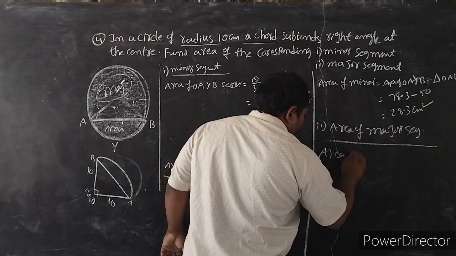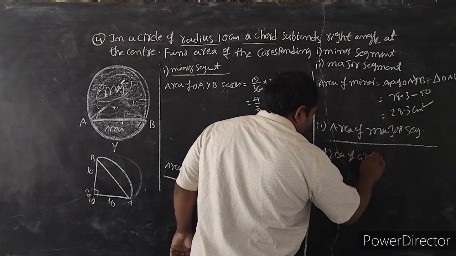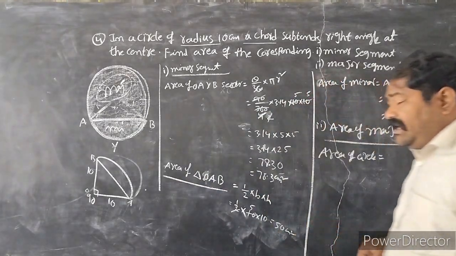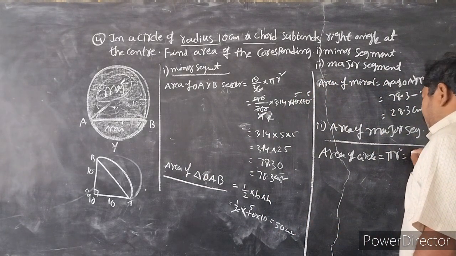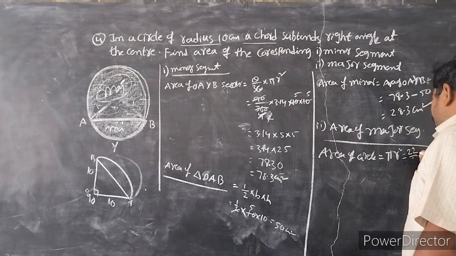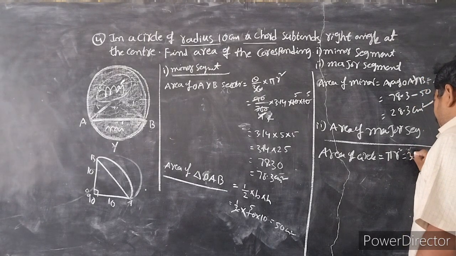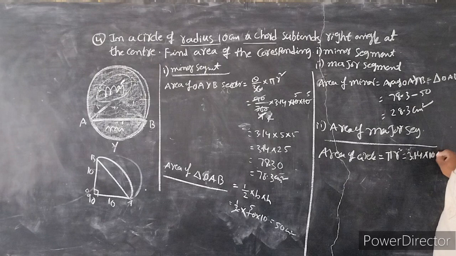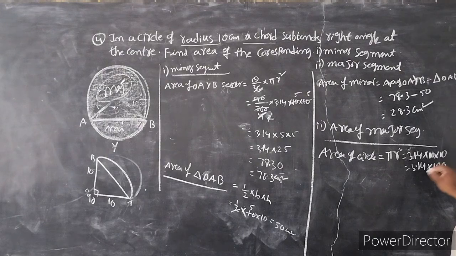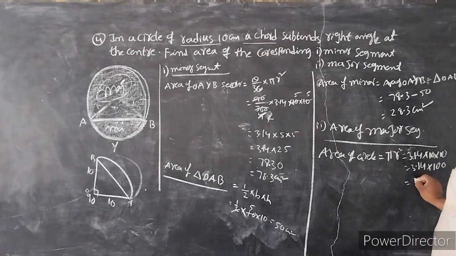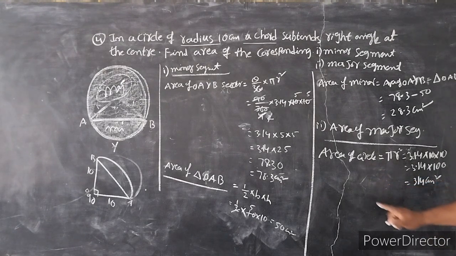First we have to calculate the area of the circle. What is the area of the circle? Pi r square. Pi is 3.14, into r, which is 10, into 10, the radius. Therefore, we have 3.14 into 10 into 10, which is 100. This can be written as 2 zeros and 2 points cancel. Therefore, 314 centimeter square is the area of the circle.